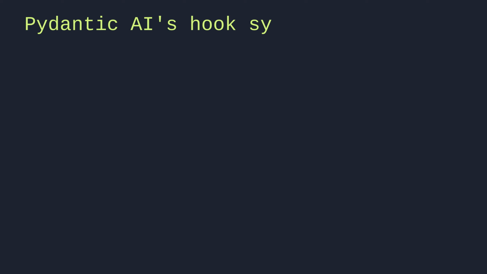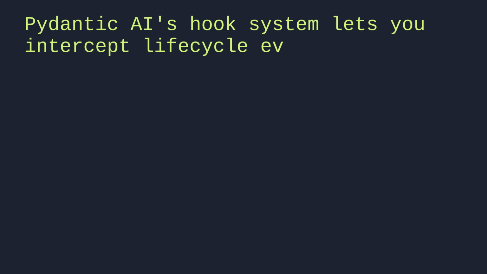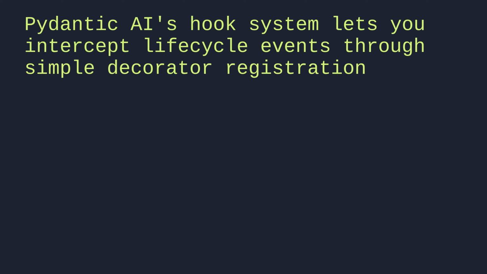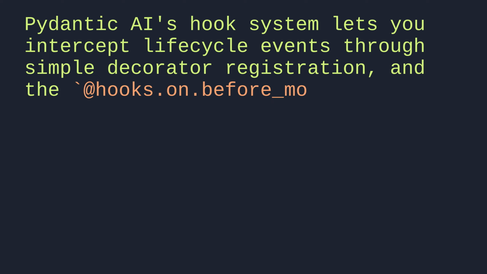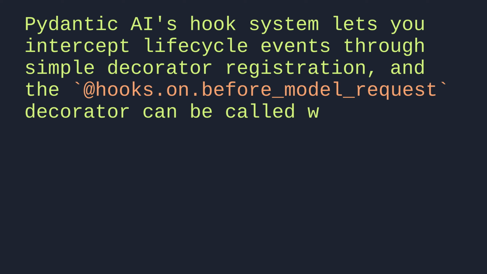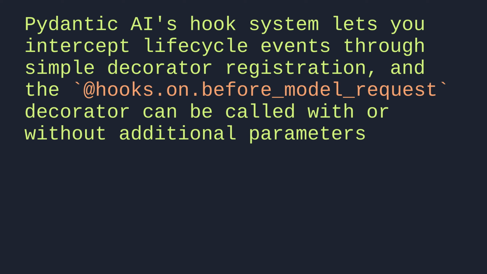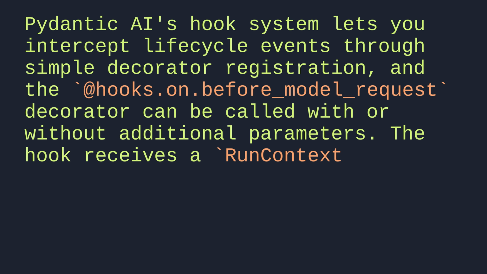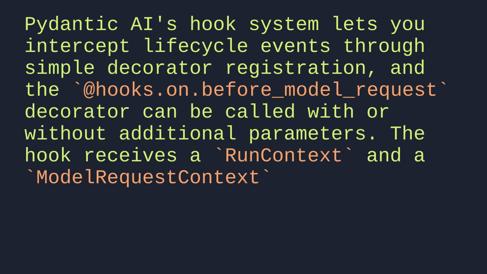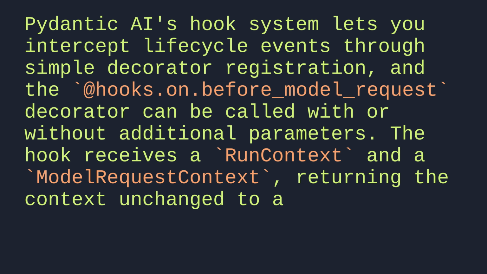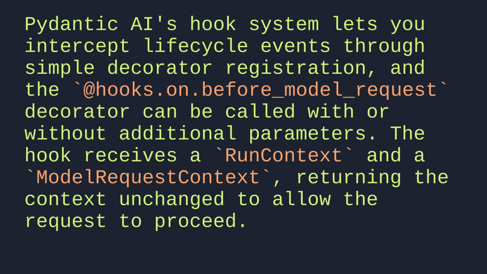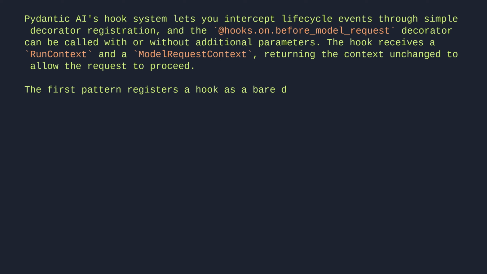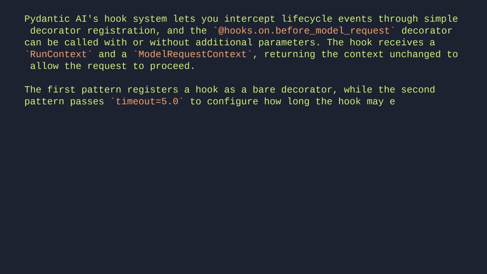Pydantic AI's hook system lets you intercept lifecycle events through simple decorator registration. And the @hooks.on_before_model_request decorator can be called with or without additional parameters. The hook receives a run context and a model request context, returning the context unchanged to allow the request to proceed. The first pattern registers a hook as a bare decorator, while the second pattern passes timeout=5.0 to configure how long the hook may execute before a hook timeout error is raised.